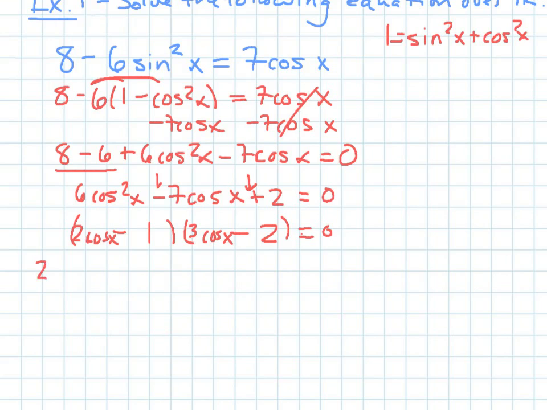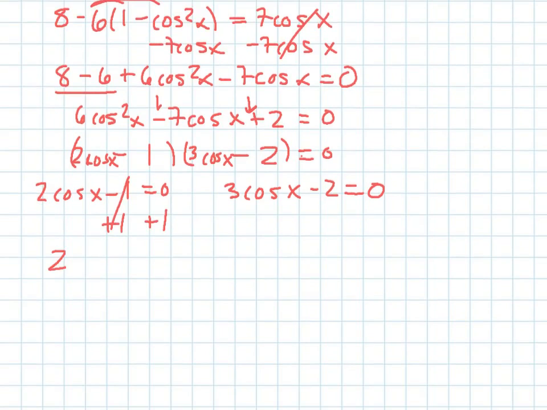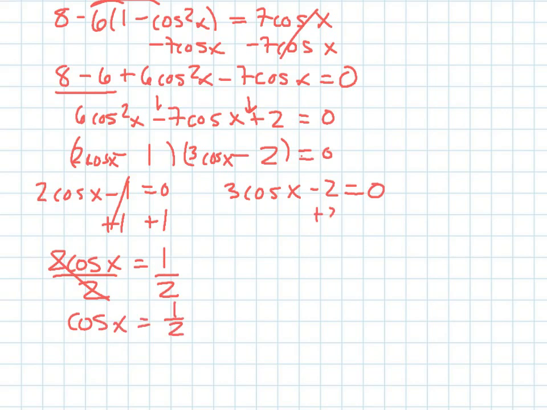So here I need to set each equal to 0, so that I could solve them individually. So I add 1 for this first one, and then divide by 2. Gives me 1/2. Add 2 for the second one, and divide by 3.